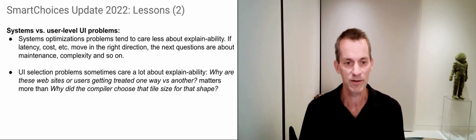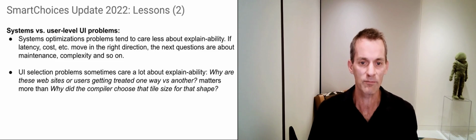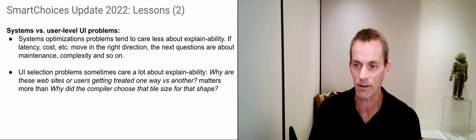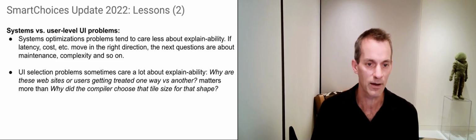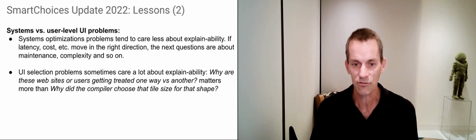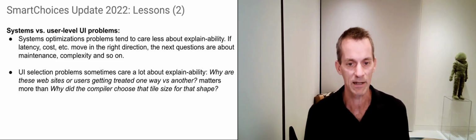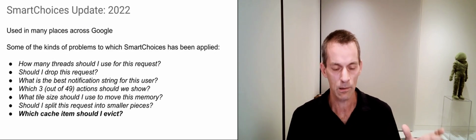And one observation the Smart Choices team has about how people are using their system is that systems optimization problems tend to care less about explainability. If the underlying metrics that are being optimized, like latency or CPU cost or whatever, move in the right directions, the next questions are more about, how complicated is this going to be, and how about maintaining my system with this now learned choice.